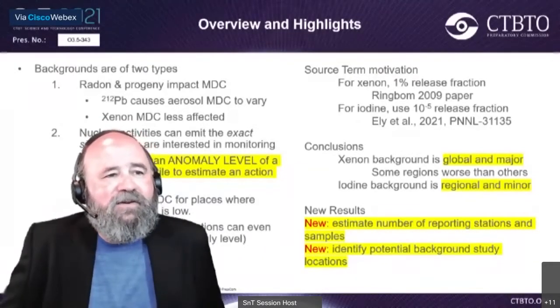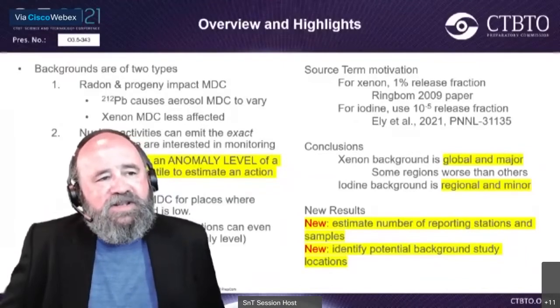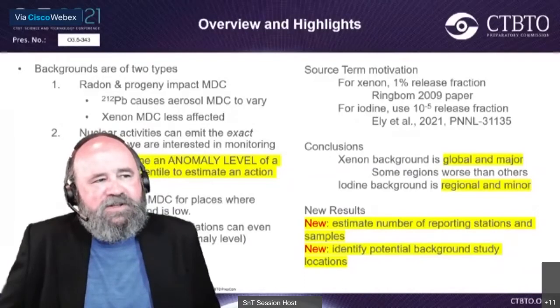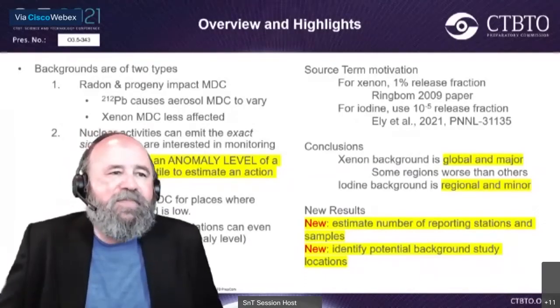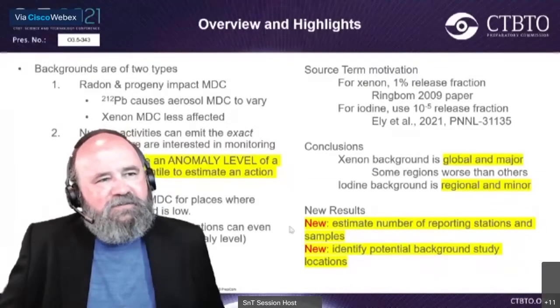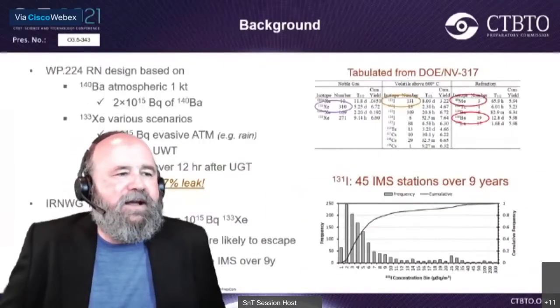And new results that fall out are we estimate the number of reporting stations and the reporting samples for a wide range of possible source sizes anywhere on the globe, and we identify potential background study locations. So let's get to it.